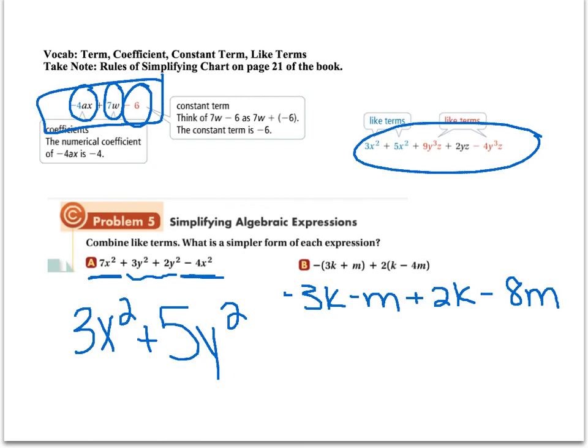And who would like to tell me your simplified answer? Cameron. -k minus 9m. Exactly.